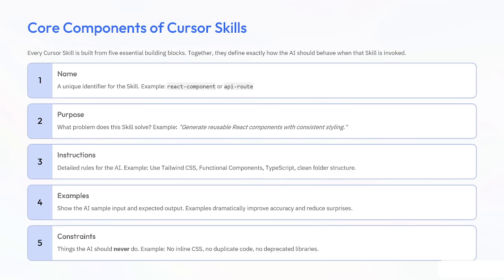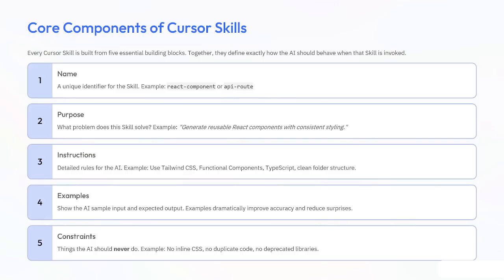Then the third one is instruction. This is also most important because here we define all the rules. For example, use TypeScript, use Tailwind CSS, use functional components, follow clean architecture. Okay, these are all core components of Cursor skills. My only goal was to make things very easy for you.